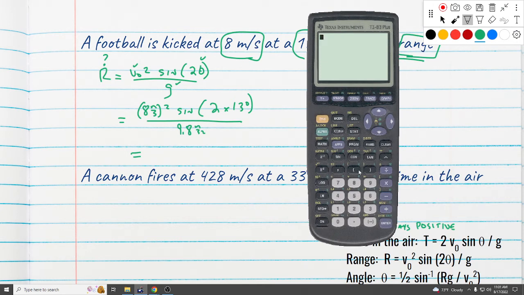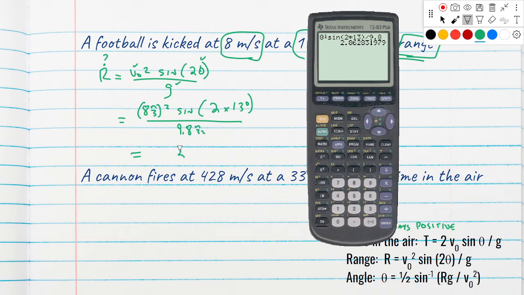So I'm going to come in here. I've got that 8. Don't forget to square it. Hit your sine button. Inside, you got to go 2 times 13. You could just say 26 degrees. And then I want to divide that by 9.8. Notice that I closed off the sine. That's something people forget to do. That will mess you up. When you hit sine, it starts a parenthesis. When you're done with what you want to take the sine of, you got to close it off and then do your division. So the range on this thing is 2.86 meters. Okay? Something like that. That's not very far.